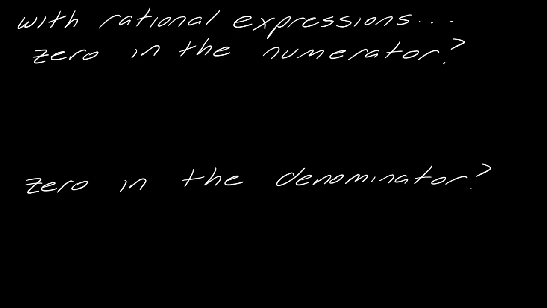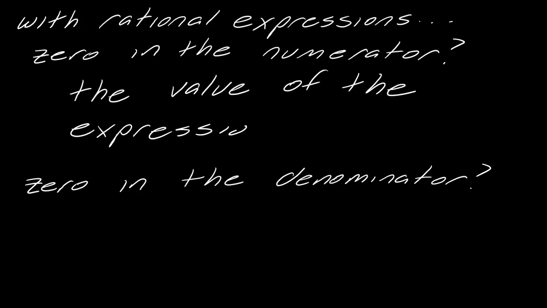So to summarize, with rational expressions, when a rational expression has a 0 in the numerator, what does this actually mean? Well, it means that the value of the expression is going to equal 0. And when a rational expression has a 0 in the denominator, what does this mean? If you have a 0 in the denominator, that means that the value of the expression is undefined.